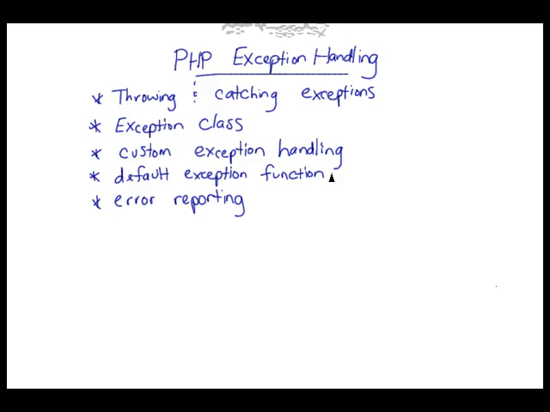Then we'll talk about default exception functions. You can have in your PHP code a default function that will get executed in case you have some kind of unhandled exception. And then the last thing we'll talk about is error reporting. We want to do this for security reasons. So let's first of all get started with throwing and catching exceptions.